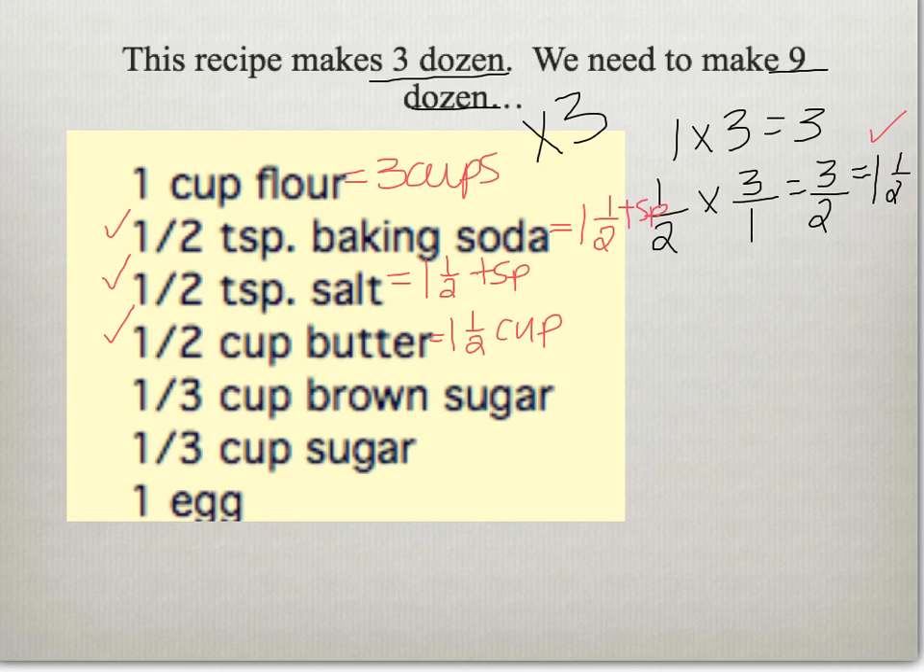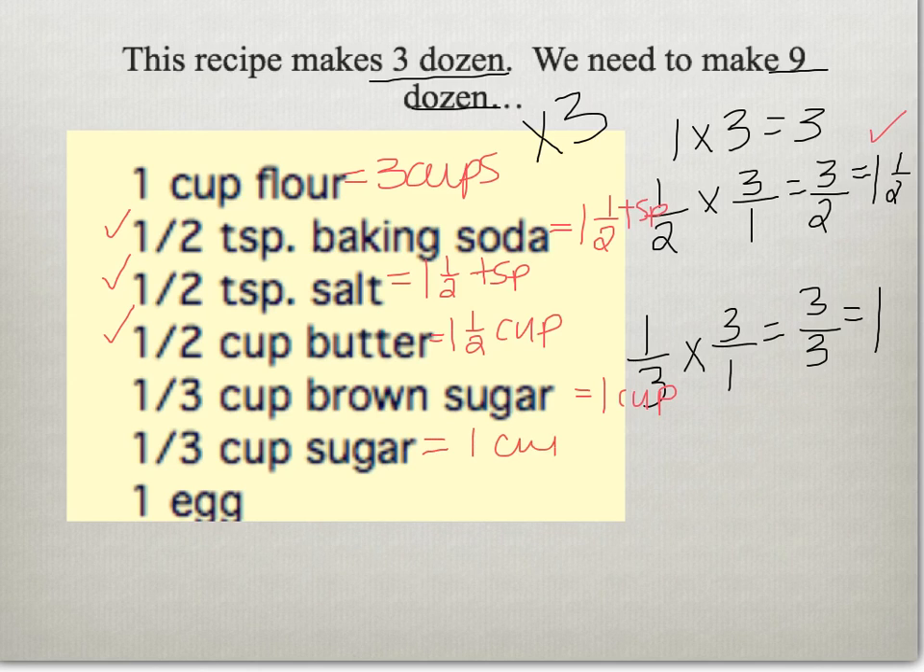All right. So I have a 1/3 cup of brown sugar times 3. Put that over a 1. 1 times 3 is 3, and 3 times 1 is 3. 3/3 is also known as 1 whole. So I need 1 whole cup of brown sugar. Now, same thing for this. The regular sugar also calls for 1/3, so I could also just say that this calls for a cup. And I have 1 egg times 3 gives me 3 eggs.